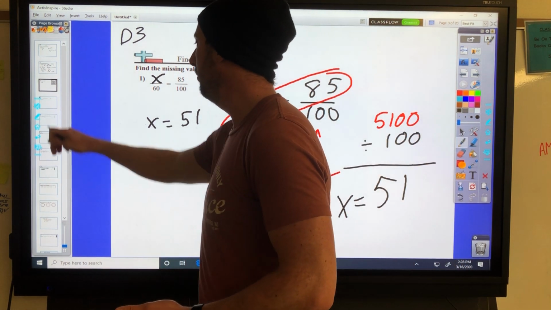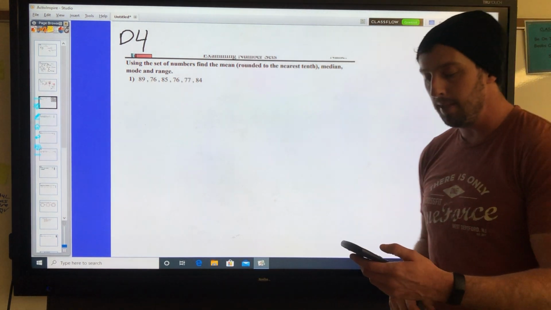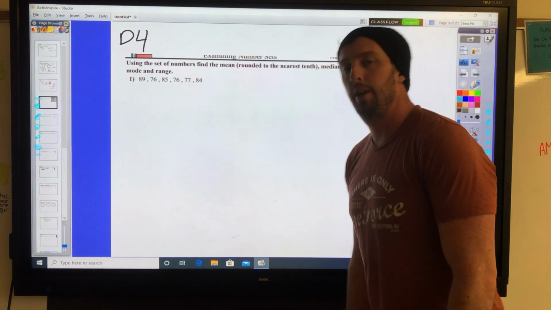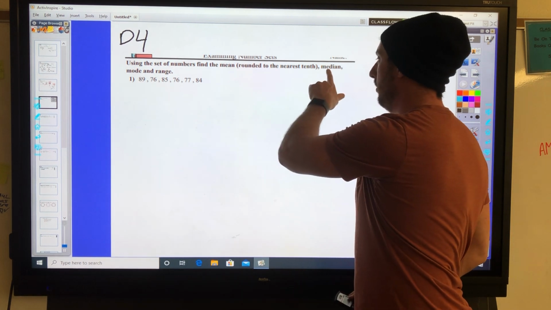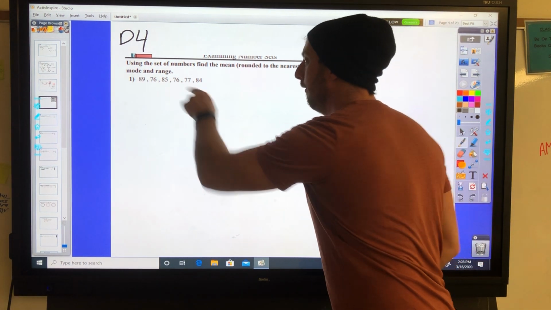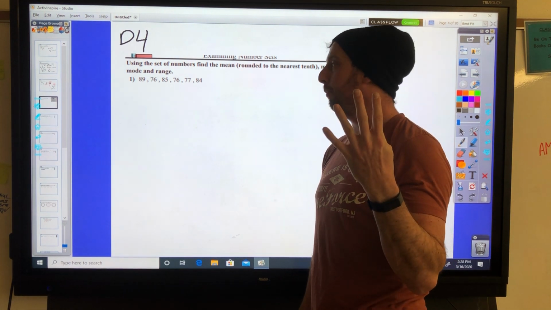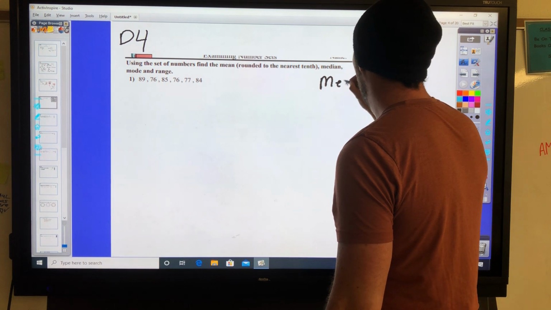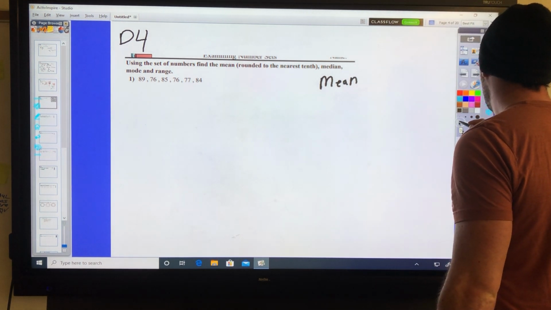Day 4, moving on. Using the set of numbers, find the mean, median, mode, and range. Now, there are 1, 2, 3, 4 different answers that you need for these problems for day 4, okay? The mean is, I hope you guys remember this, this should jog your memory just a little bit.